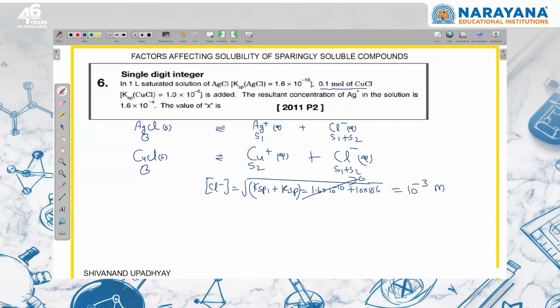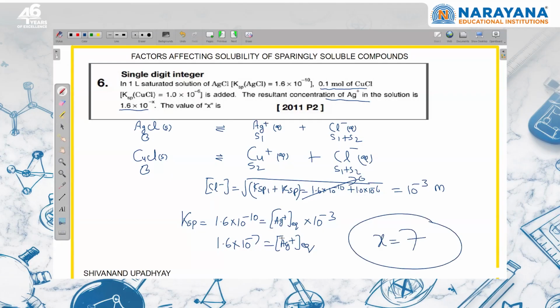They are asking what is the concentration of Ag plus ion. In this system, the Ksp is not going to change, because Ksp only depends on temperature. So Ksp of AgCl is 1.6 into 10 to the power minus 10. That is the concentration of Ag plus ion at equilibrium into the concentration of Cl minus, which is 10 to the power minus 3. So this is 1.6 into 10 to the power minus 7. This is the concentration of Ag plus ion at equilibrium. They have written this, you have to find x. So the value of x is equal to 7, right?